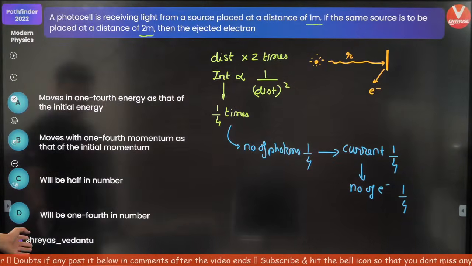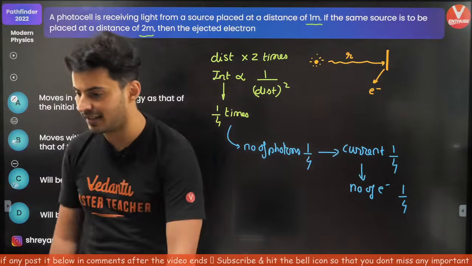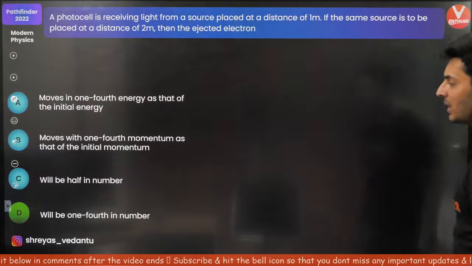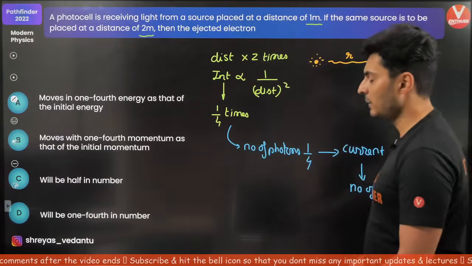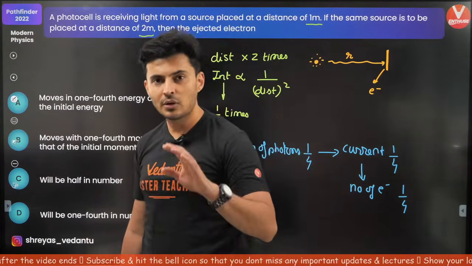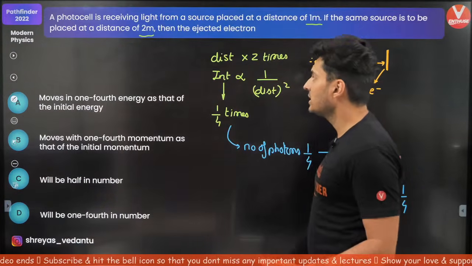So is there an option like that? Yes, option D is correct. Option D should be correct. It will become 1/4 in number. Definitely. Got it? So what was the logic over here?